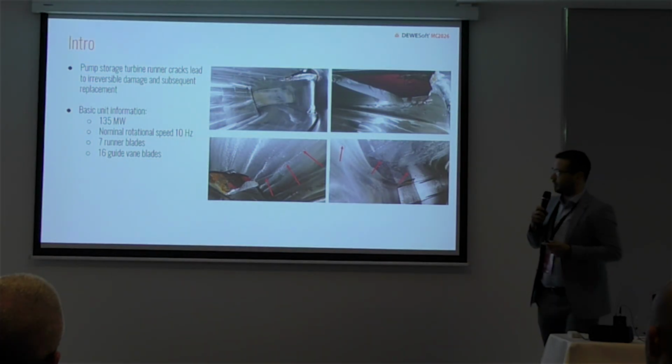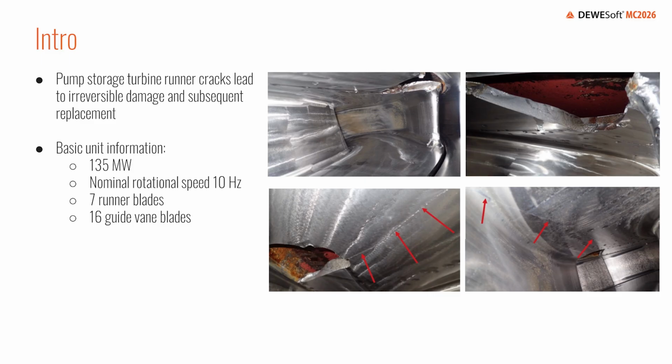So for the introduction, this is a pump storage turbine runner that cracks and eventually leads to irreversible damage and subsequent replacement, and you can imagine a few months out of work. Here on the picture, you can see when it was still installed, the part of the runner completely broke, and they found it later in the draft tube.